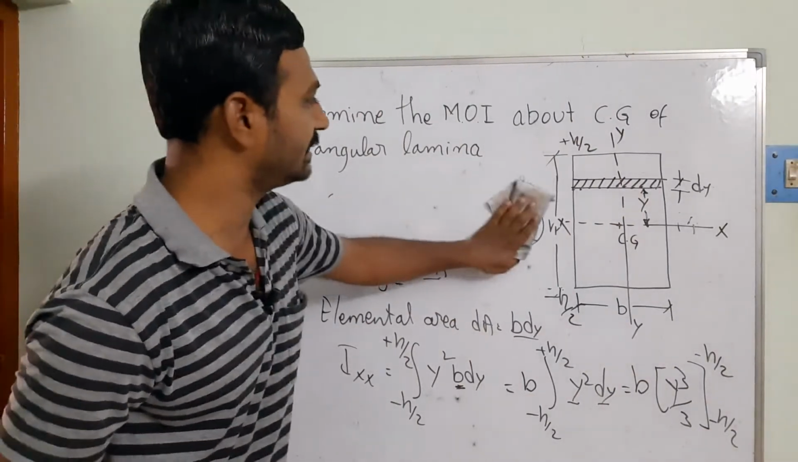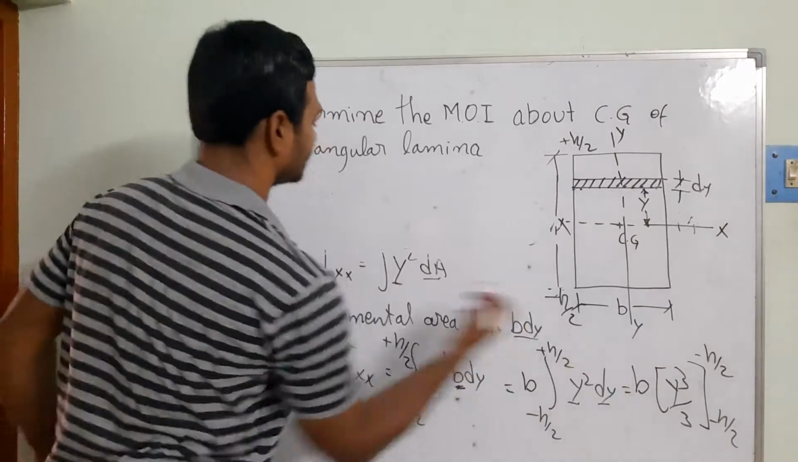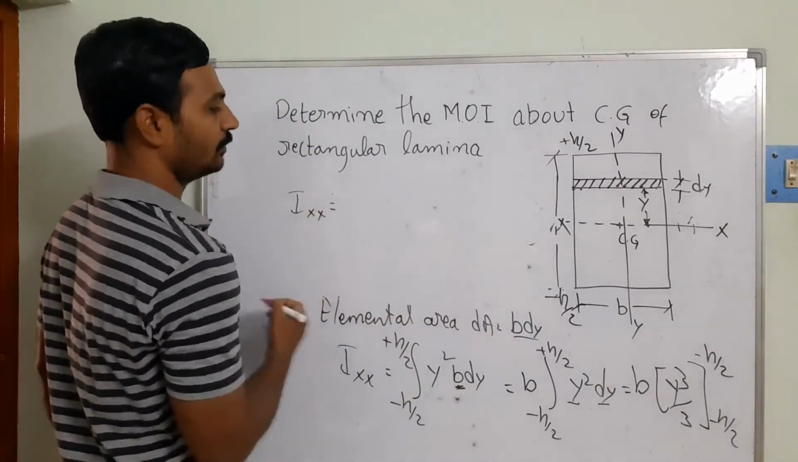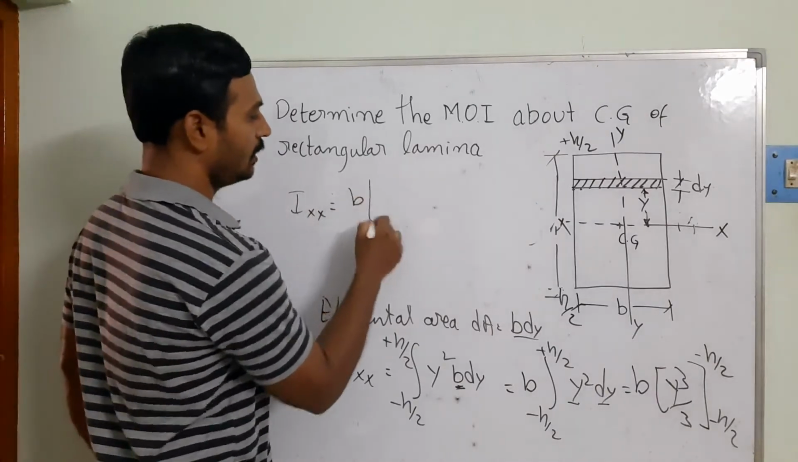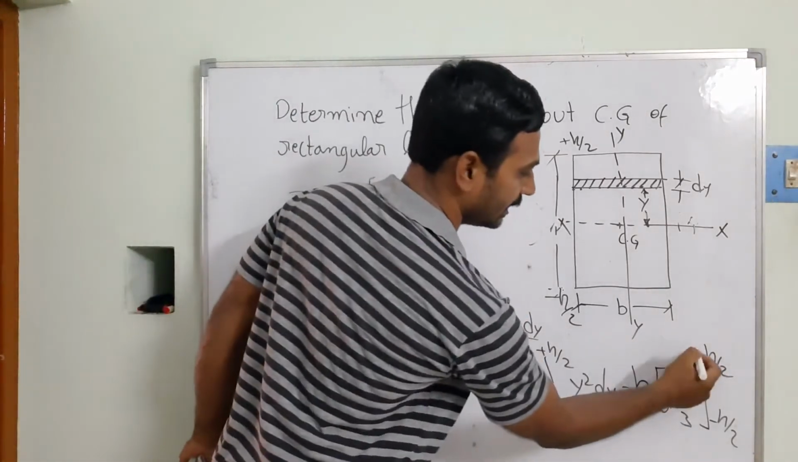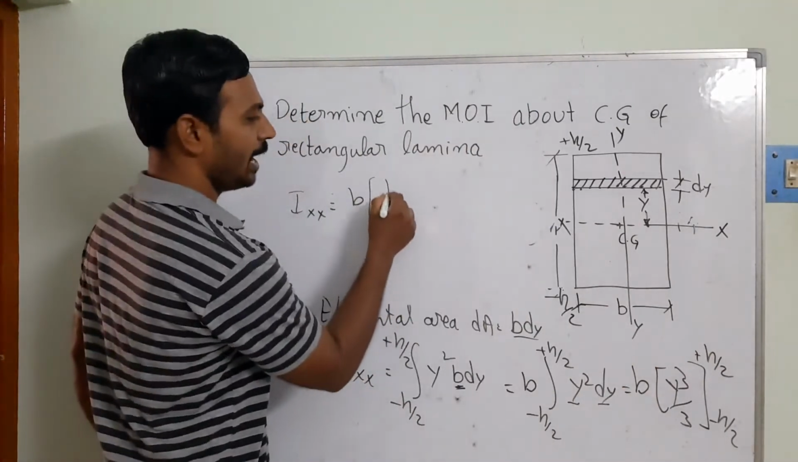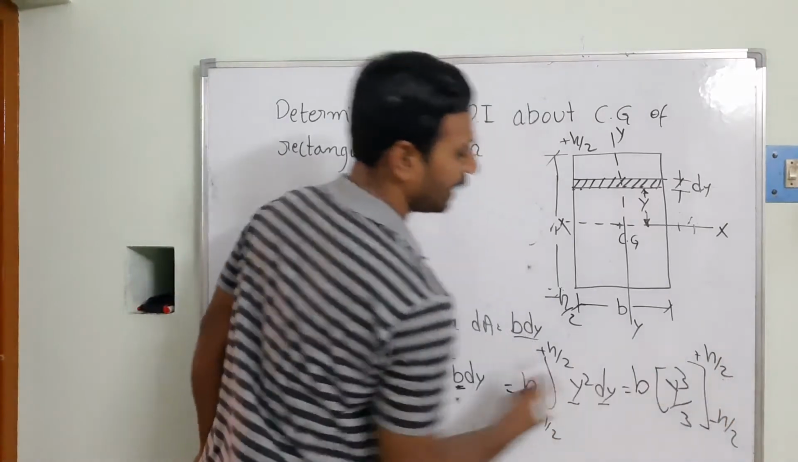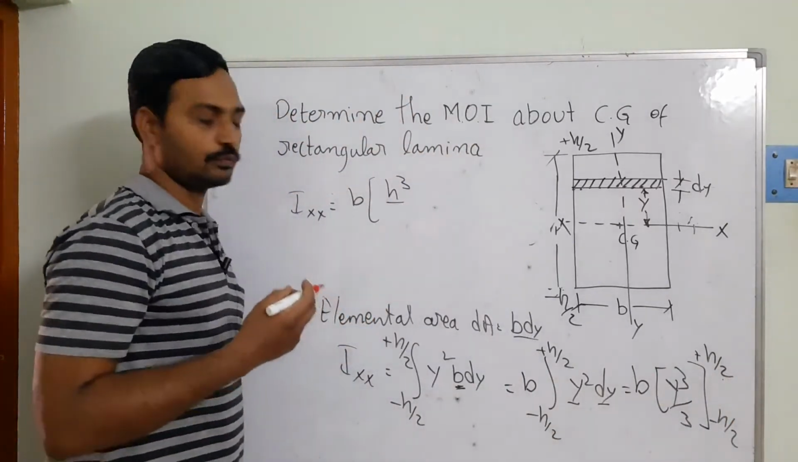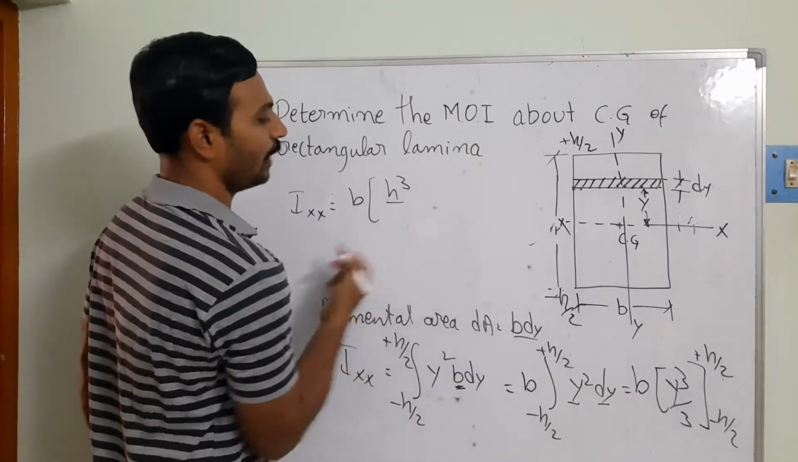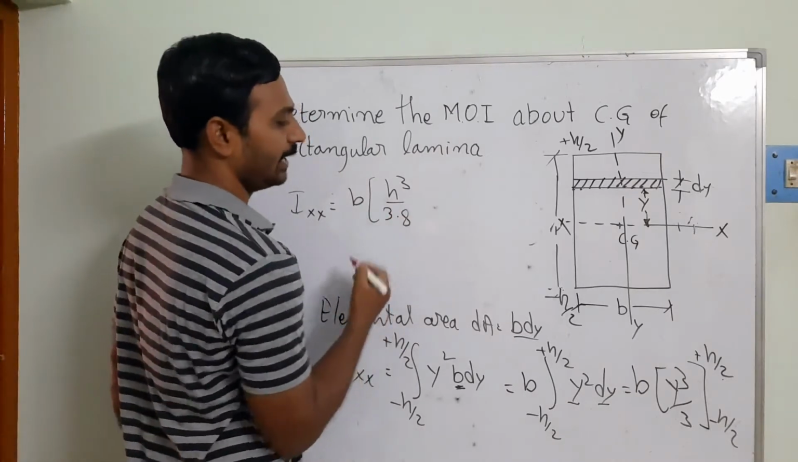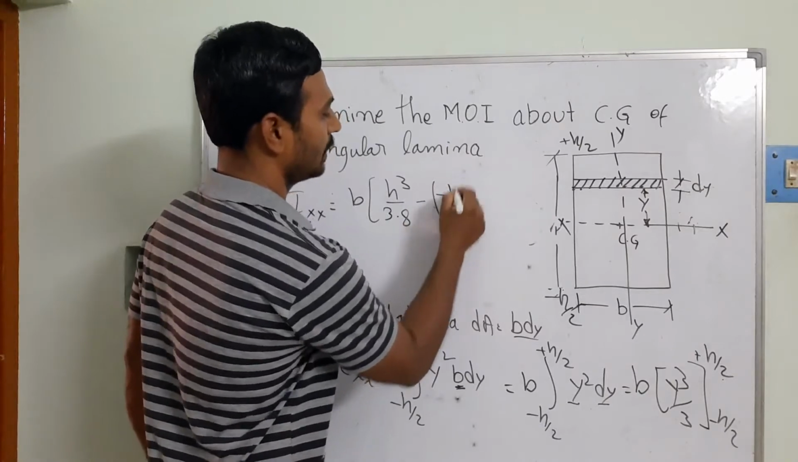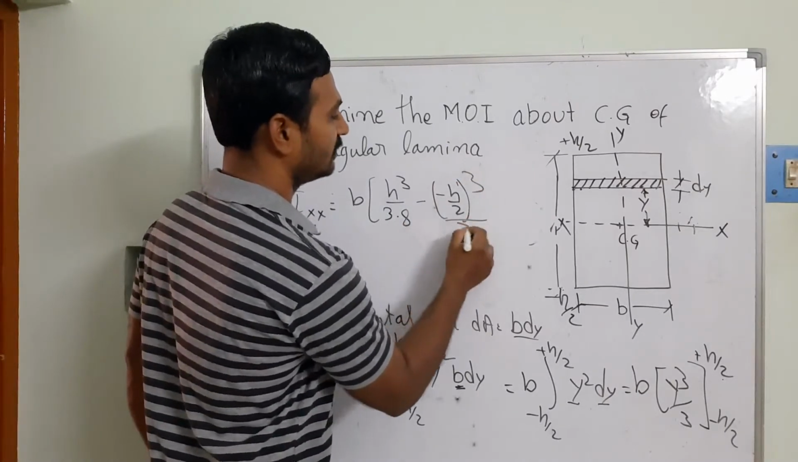So there we can see, the same equation I am going to be considering over here. Ixx is equal to b into, the first limit I am taking is the plus one, so that's going to be h cube, and we have to multiply 3 times 8, so that's 3 into 8, minus of minus h by 2 the whole cube by 3 we are getting.